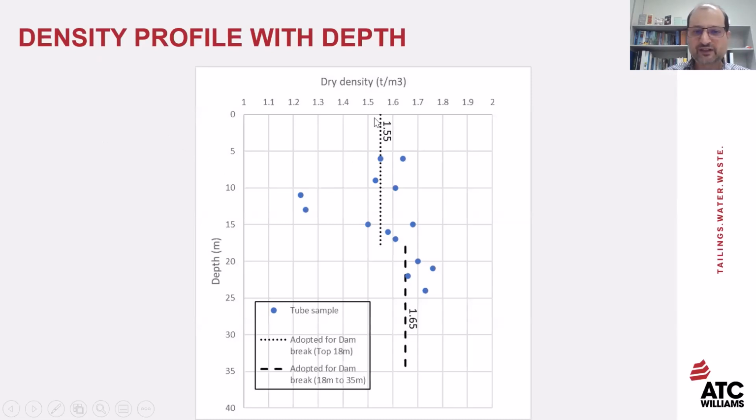This is an example of a density profile actually measured on site for one of the projects. That is a density profile with tube samplers up to a depth of 35 meters. As you see, you can define different zones in the deposited tailings, with an average density of 1.55 up to a depth of 16 meters here, and then a higher density of 1.65 defined for this project to the depth of 35 meters.